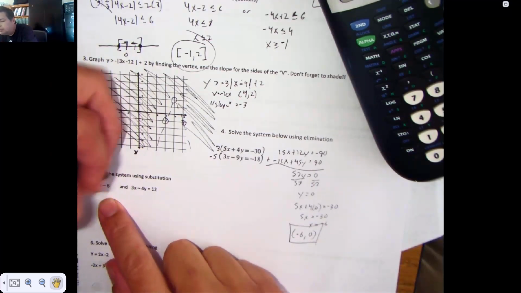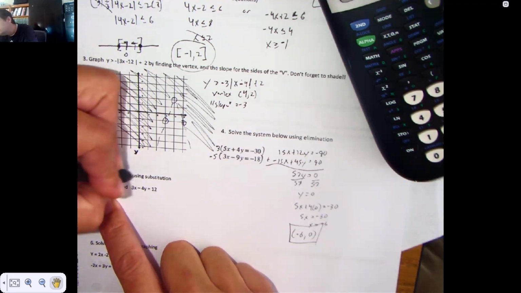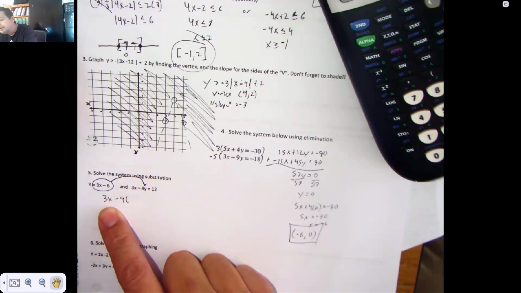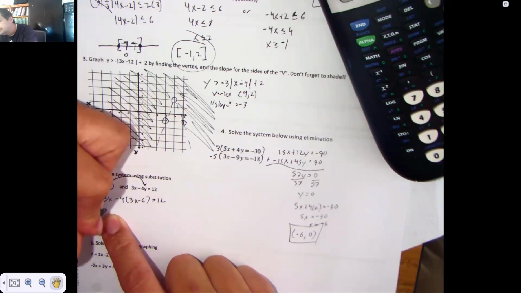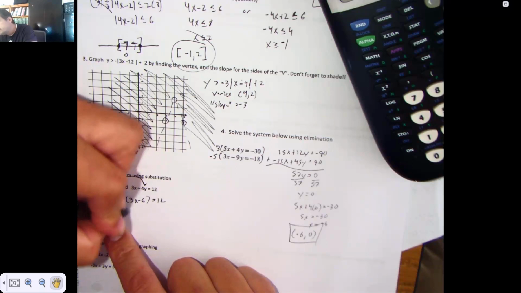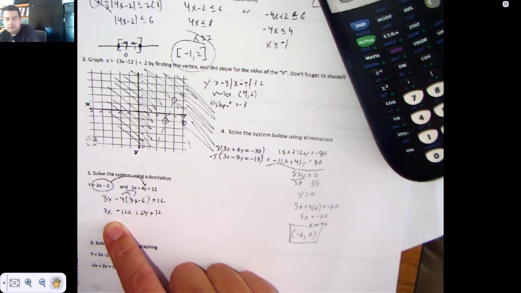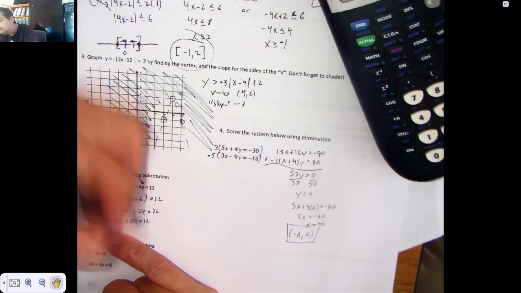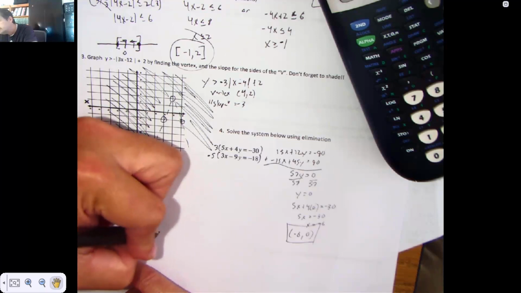Number 5: solve the system below using substitution. So you actually know what y is. y is 3x minus 6. So everywhere I see a y, I get to put 3x minus 6. So 3x minus 4 times y: 3x minus 4 times (3x minus 6) is 12. 3x take away 12x plus 24 is 12. What I did was the distributive property there. Combine like terms. -9x plus 24 is 12. Subtract 24. -9x is -12. And divide by -9.